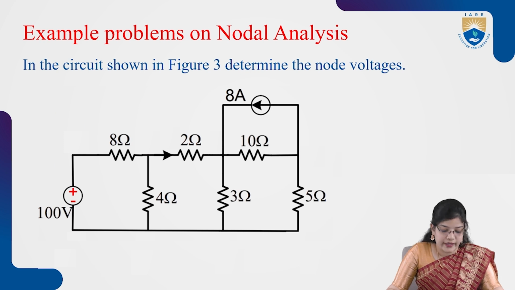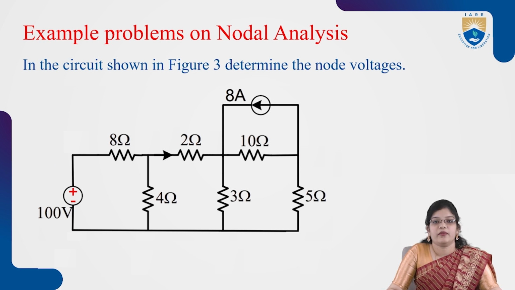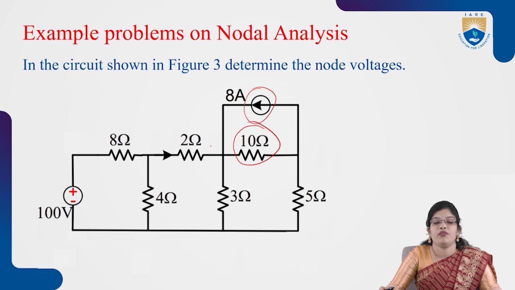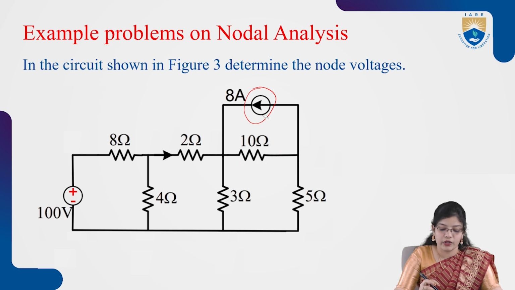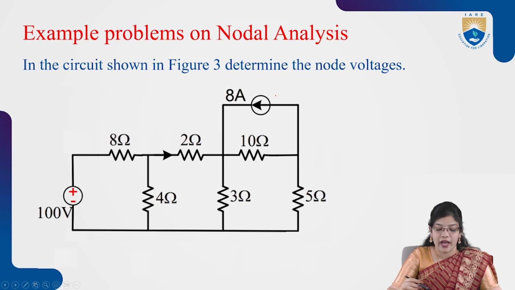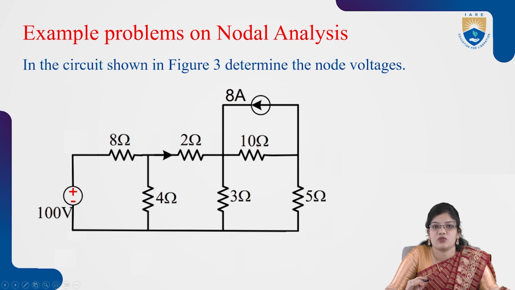So coming to the third example problem. While solving mesh analysis problems, I have already told what to do if there is a current source in parallel with a resistance. By using the source transformation technique, we have to solve this circuit. If we have this circuit in this way, it will become more complex to solve. So first we have to reduce this circuit by using source transformation.